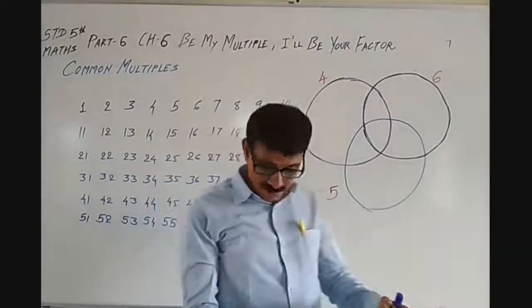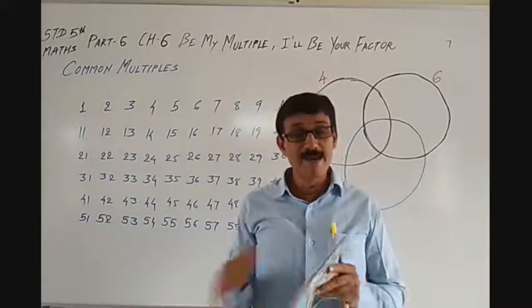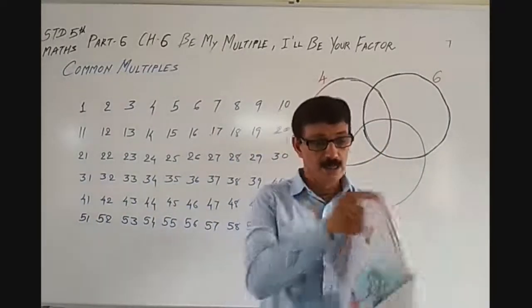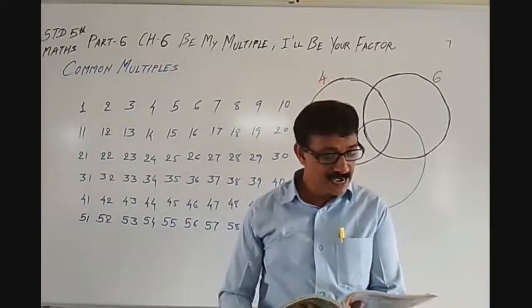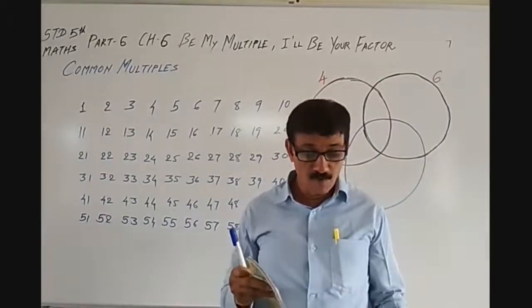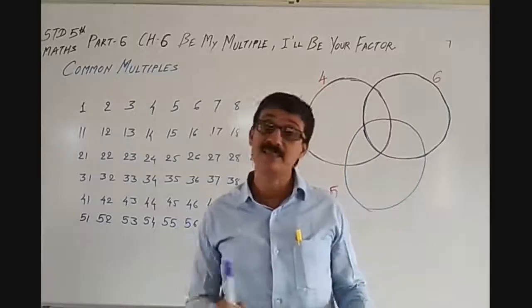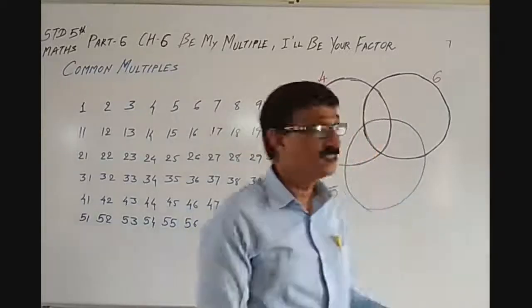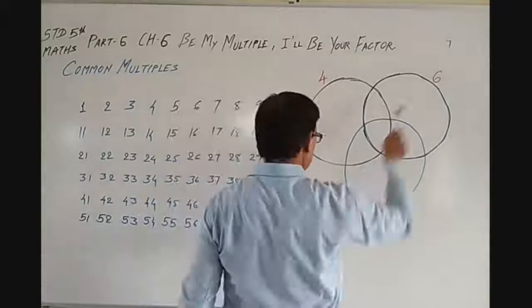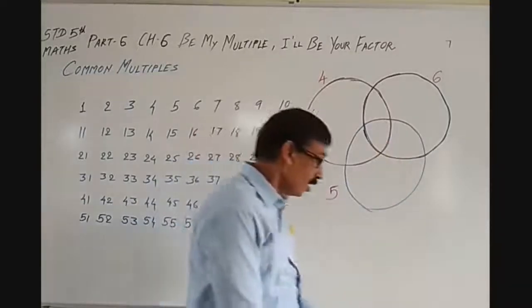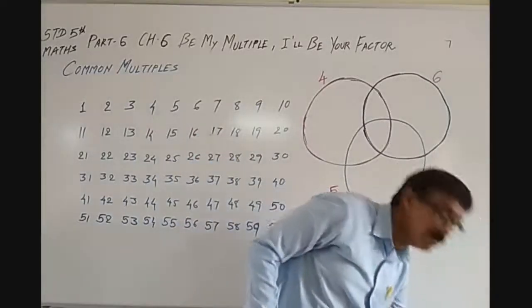come to page number 92. On page number 92 over here. Now repeat the game by putting the multiples of 4, 6 and 5 in the circles. So here there are 3 circles. 4, 6 and 5. These are the circles for the multiples of.